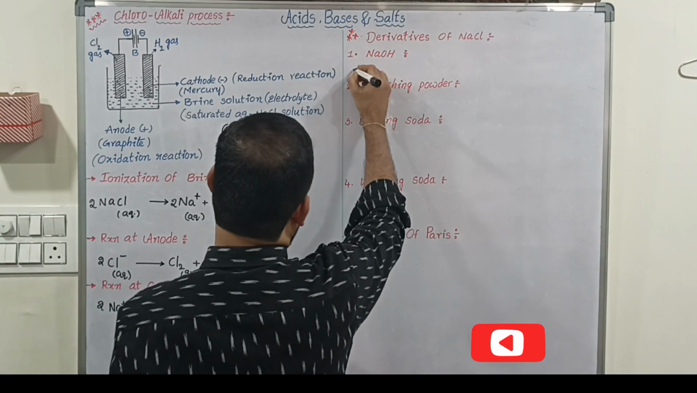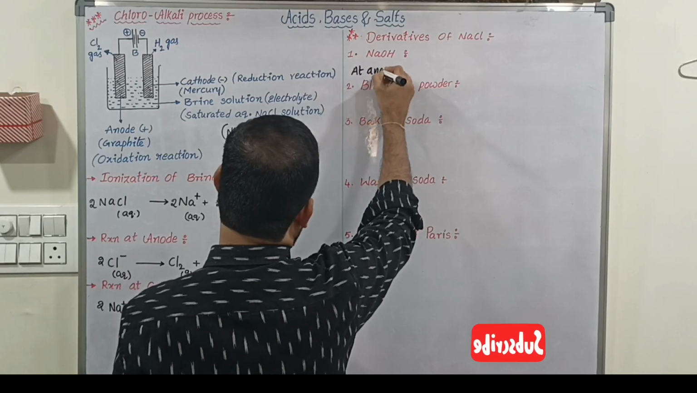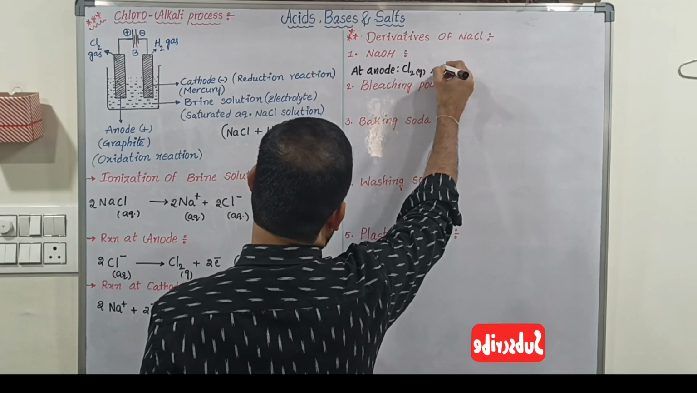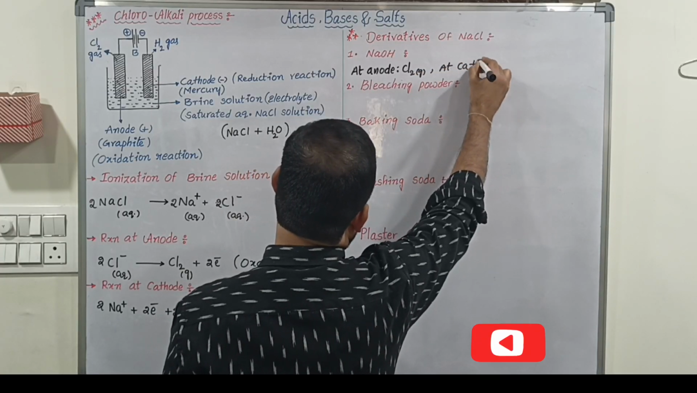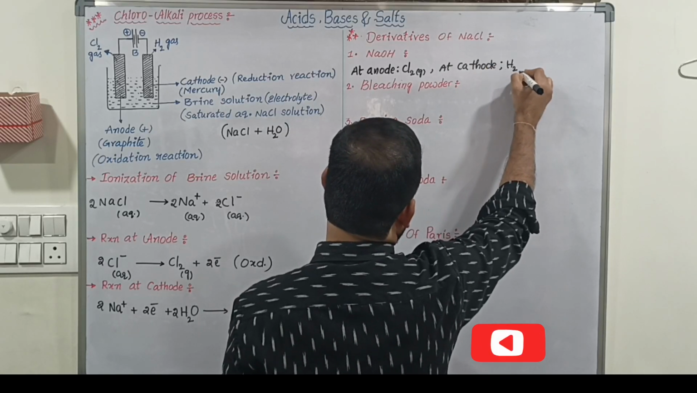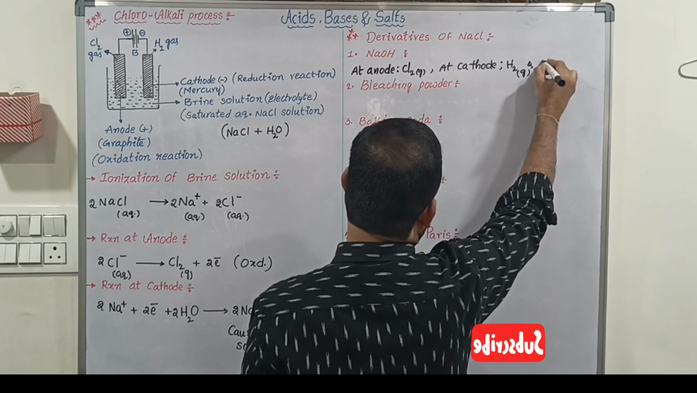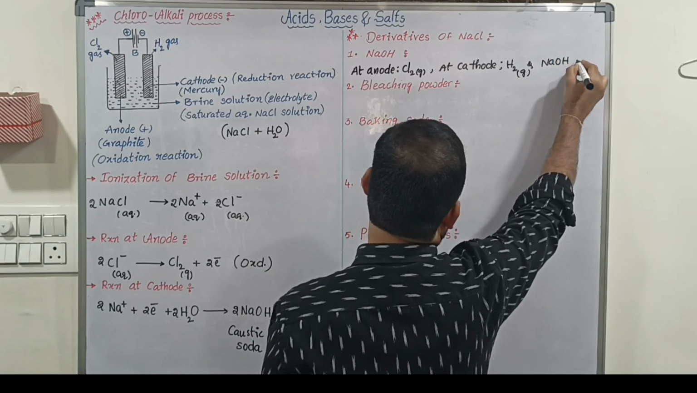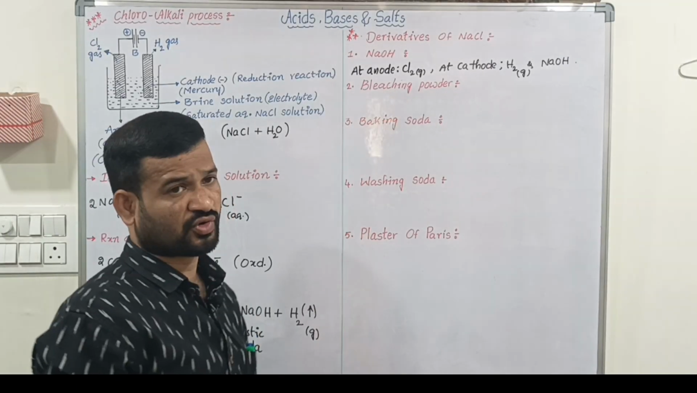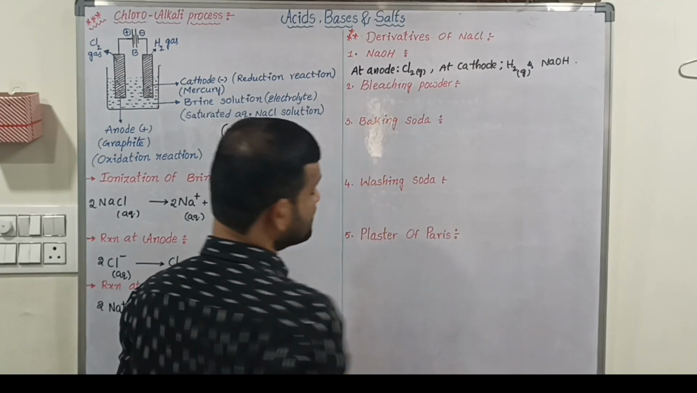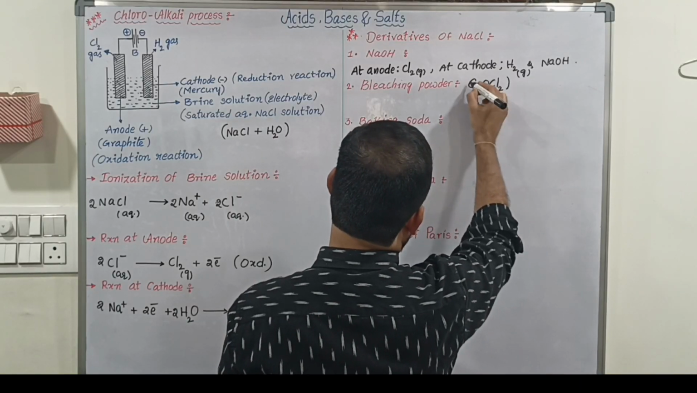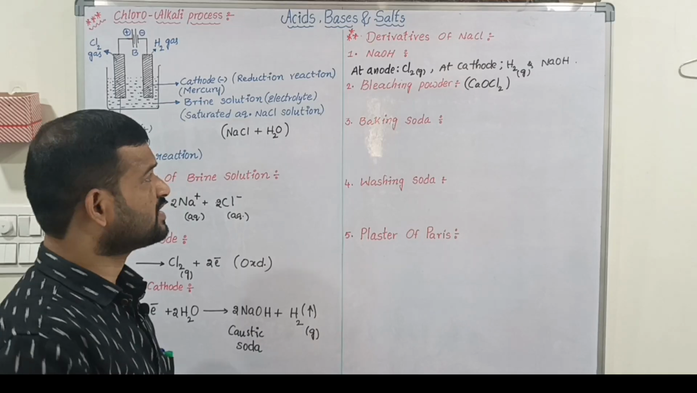So here, from sodium chloride we can prepare sodium hydroxide also. In this, at the anode, chlorine gas is liberated. At the cathode, H2 gas and sodium hydroxide are formed. Next, the second one is bleaching powder. The bleaching powder formula is CaOCl2, calcium oxychloride. It is the bleaching powder.